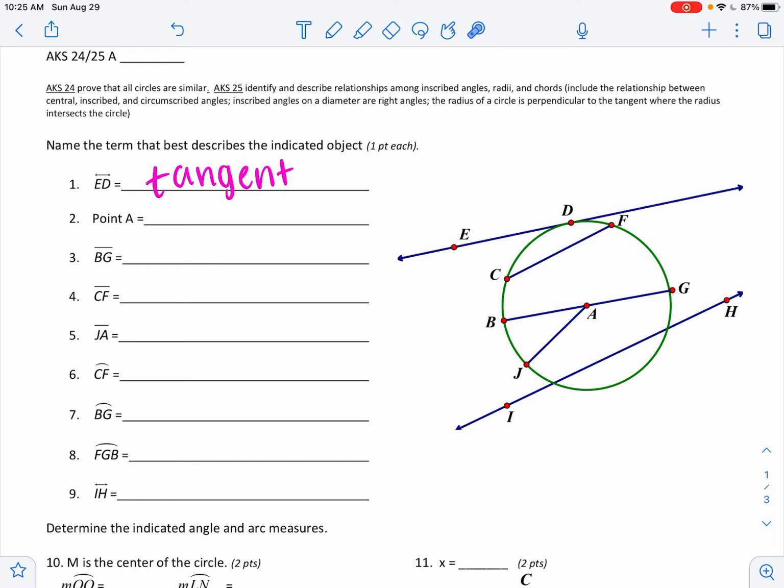The next one is point A. Well, here's point A right here. Notice it's in the middle of our circle, so we call that the center.